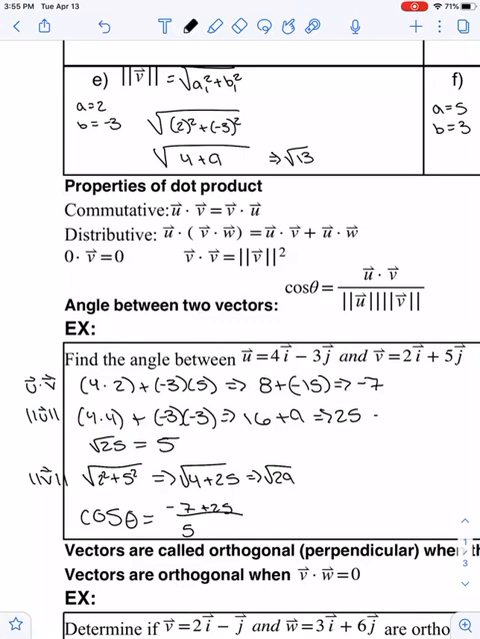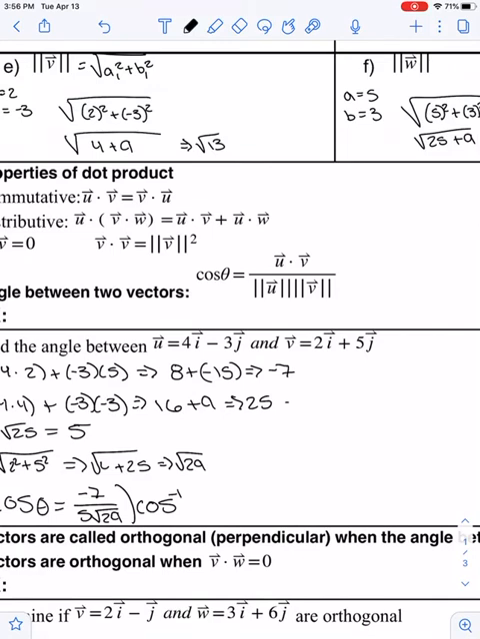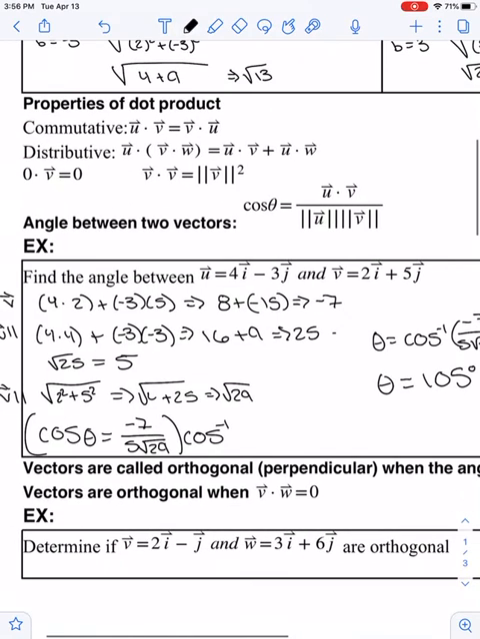Oh wait, the dot product of u times v is just negative 7. I knew I was doing something wrong. Okay, so negative 7 over 5 root 29. And then to find out what theta is, we're going to apply the cosine inverse to both sides. So then we get theta equals cosine inverse of negative 7 over 5 square root 29. And here we just plug this into our calculator. So theta equals 105 degrees.